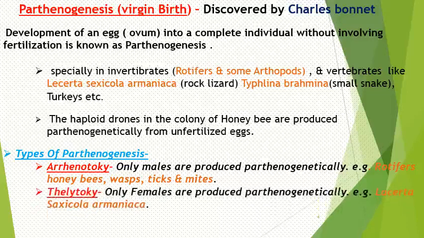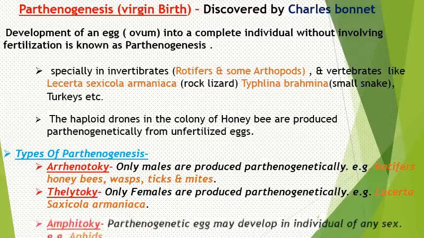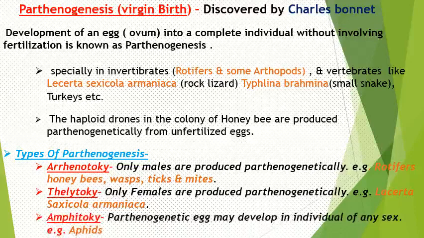The second one is the thelytoky, that is only females are produced parthenogenetically, like Lacerta saxicola armeniaca. And the last one is the amphitoky. In this one, parthenogenetic egg may develop into individual of any sex, like the aphids.